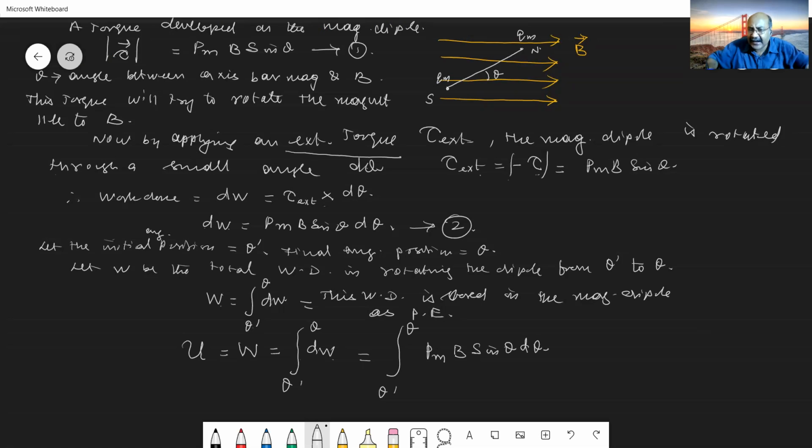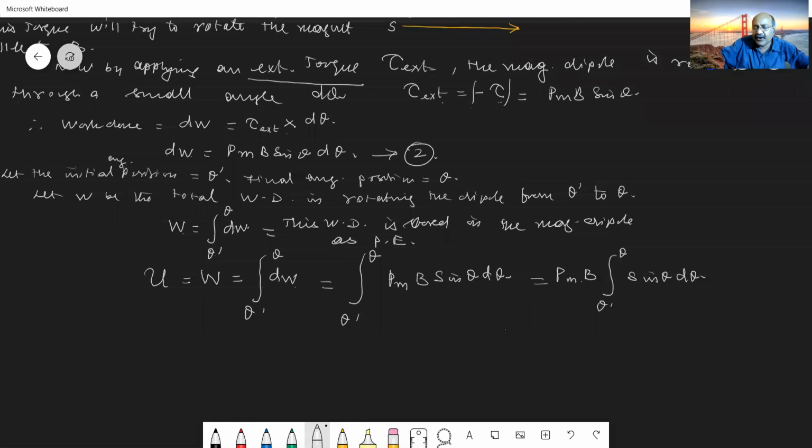Now, if you want to integrate, Pm is a constant, which we can't integrate. The applied magnetic field is also a constant, so we can't integrate that either. So the integral is from theta dash to theta. The variable quantity is the angle, from initial position to final position, sin theta d theta. Now you apply the formula. What is your answer then? Or you integrate and get me the answer. So the potential energy stored is equal to the total work done, equal to Pm into B, integral of sin theta d theta. When I integrate sin theta, you get minus cos theta, from theta dash to theta.